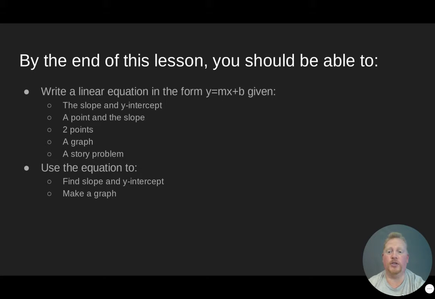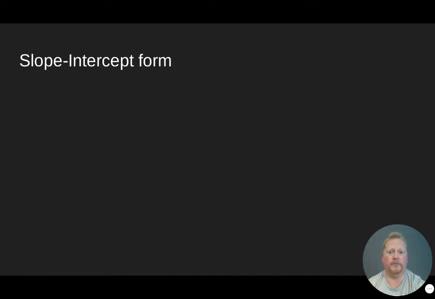By the end of this lesson, you should be able to write a linear equation in the form y equals mx plus b if you're given the slope and the y-intercept, if you're given a point and the slope, from 2 points, from a graph, or from a story problem. You could also use the equation to find the slope and the y-intercept, and use the equation to graph. Sounds like a lot, and it really is, but once you get used to it, it's not that bad. So let's hop right into it.